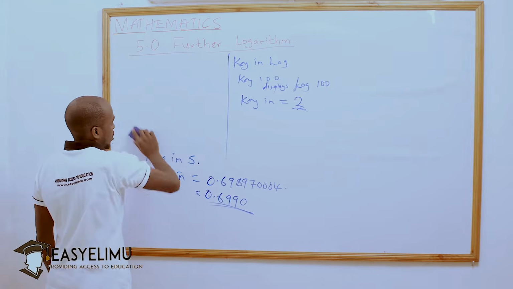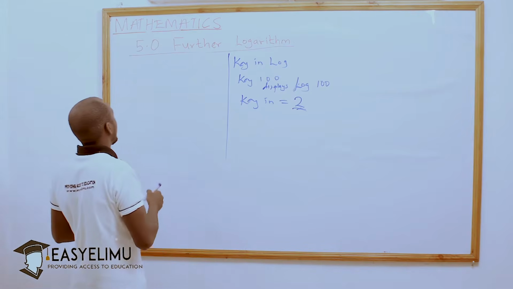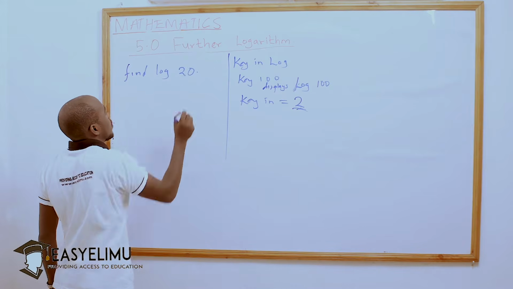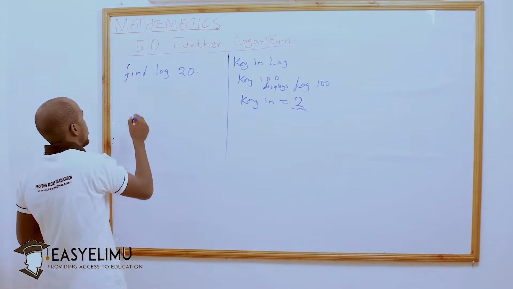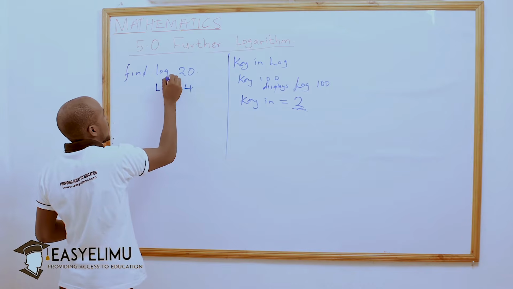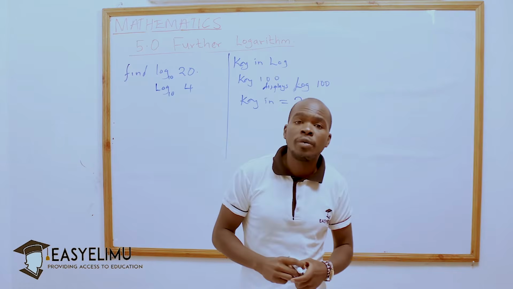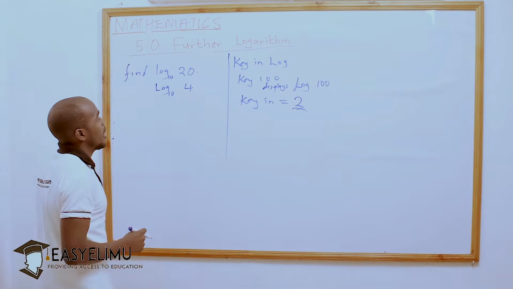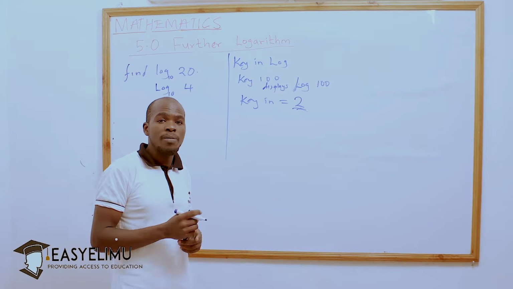As you have seen, I want you to find the log of 20. Also give me the log of 4. All of these are to base 10. I want you to find the log of them, and I will help you to find the log of 12, just to remind you how to find it using a calculator. You can still find them using mathematical tables. All of them will be the same.